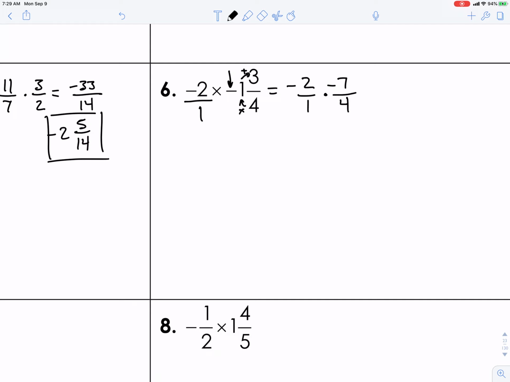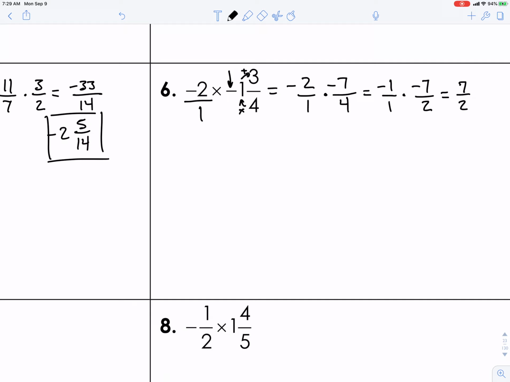Now, can I reduce anything? Well, the 2 over 1 I can't reduce, 7 over 4 I can't reduce, but the 2 and the 4, I can reduce those. 2 goes into 2 and 4. So negative 2 divided by 2 is negative 1 over 1 times negative 7, and 2 goes into 4 2 times. I just divided the 2 and the 4 by 2. So a negative times a negative, again, is a positive, so that's 7. 1 times 2 is 2.